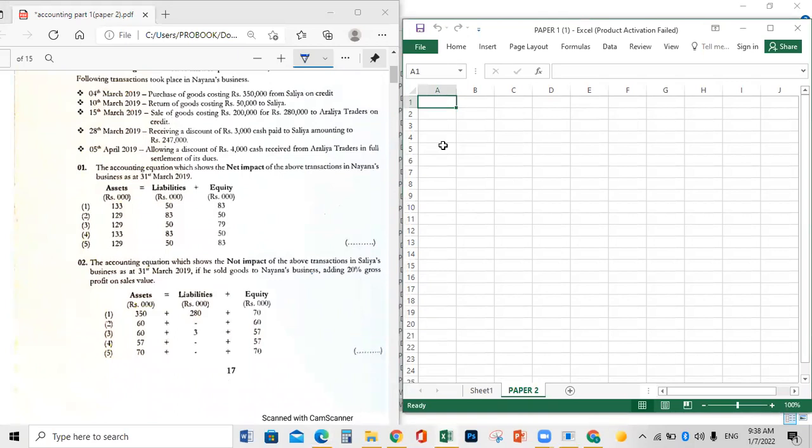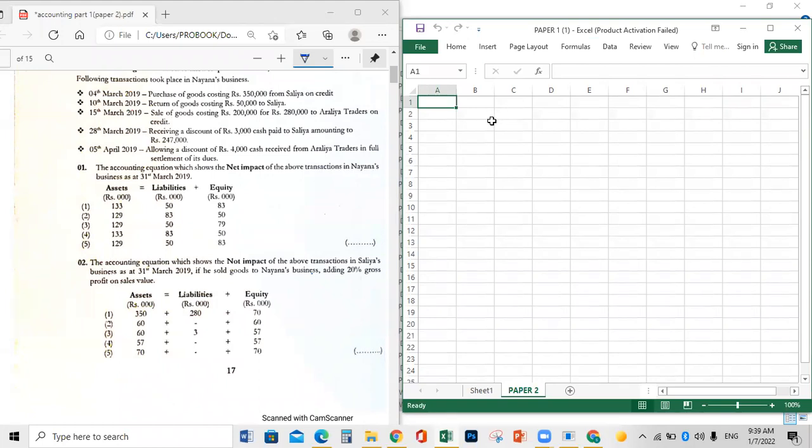So the first question they are asking you guys, the accounting equation shows the net impact of the above transactions in the business, and they are asking you to find the net impact. So what you have to do, easy, just put the following transactions, whatever transactions they have given, and then find out what is the net impact? Okay, so let's quickly start.